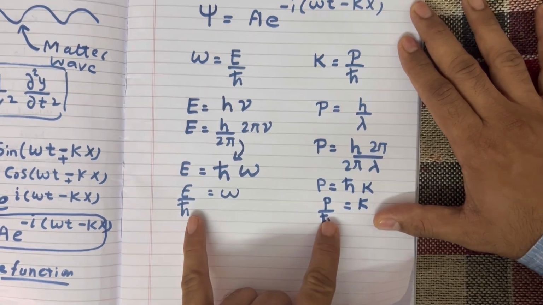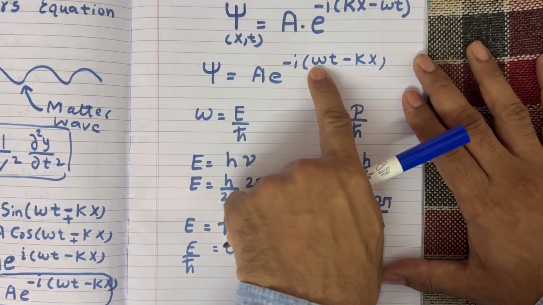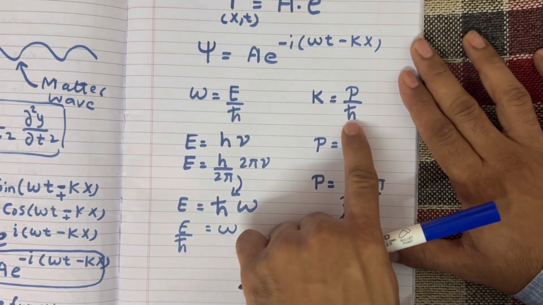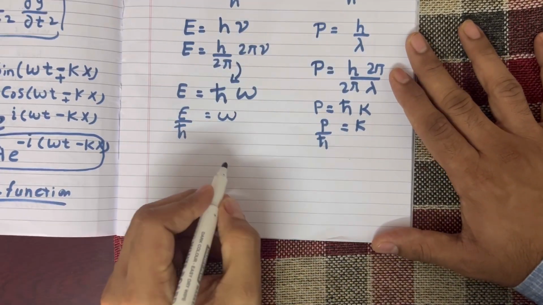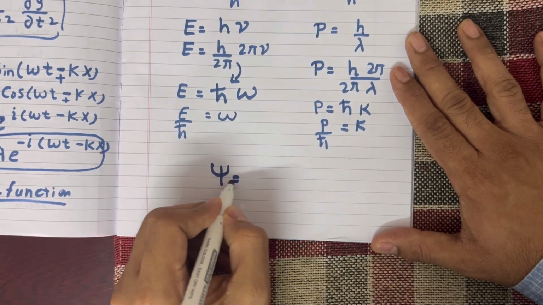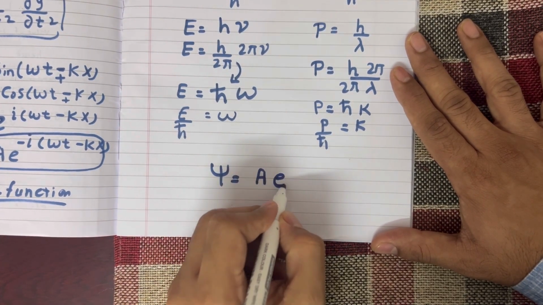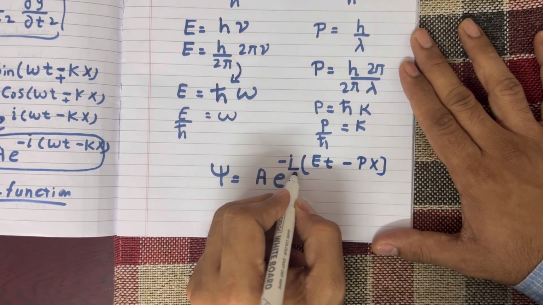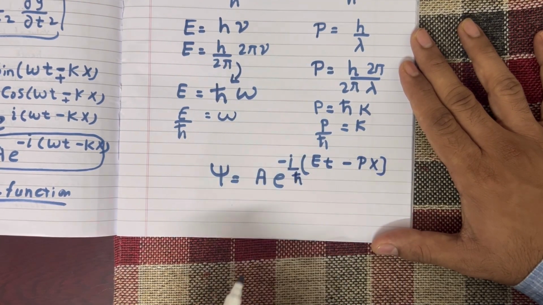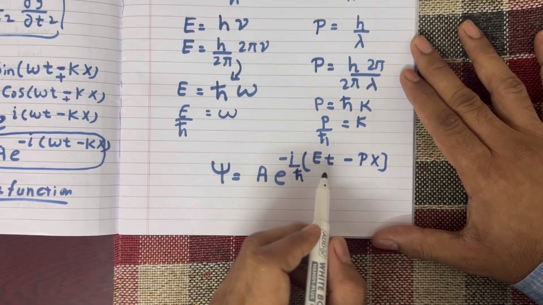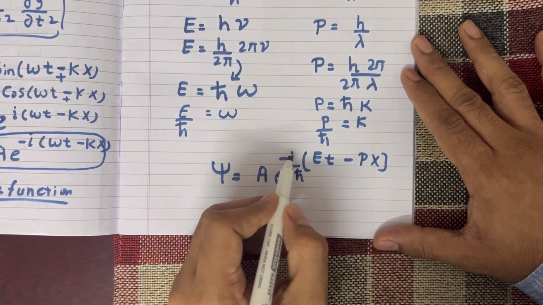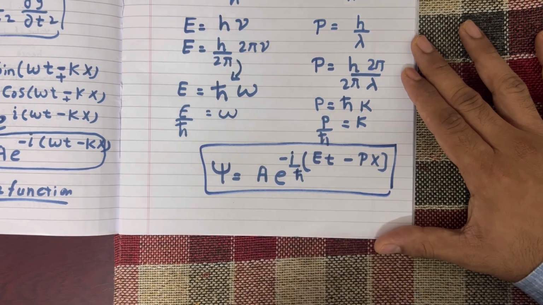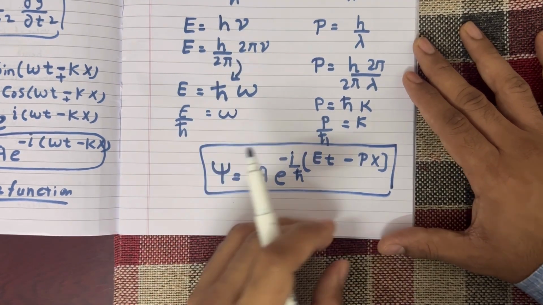So this thing only I'm going to use here. In the place of omega, I'll write E by h cross. In the place of k, I will write p by h cross. Then the same wave function equation becomes A e raised to minus i, and h cross I took common, times (Et minus px). So first, till this point, you make it clear. Now we'll move further.